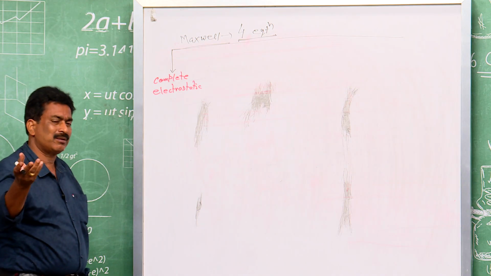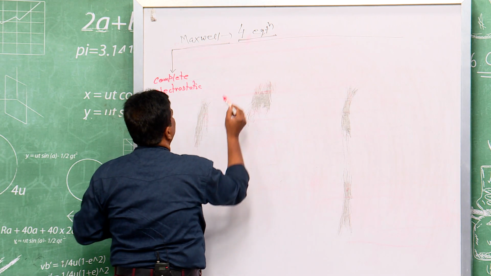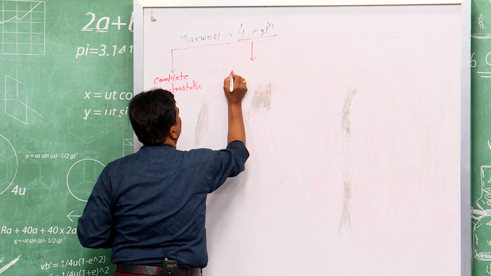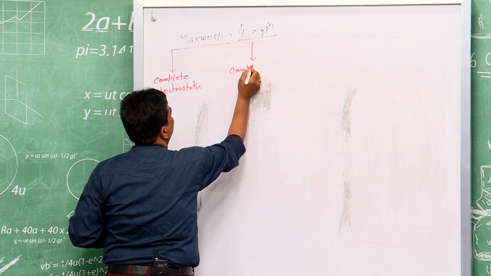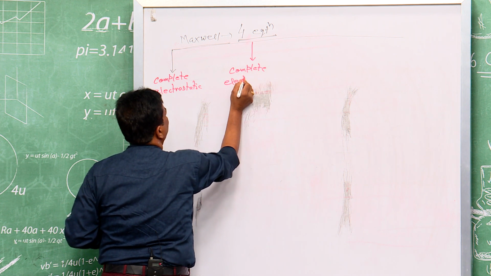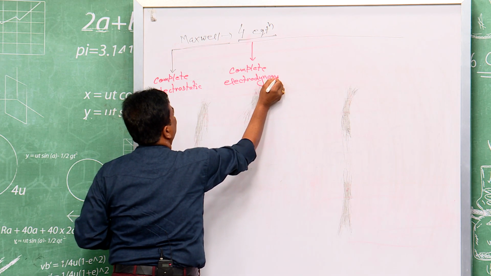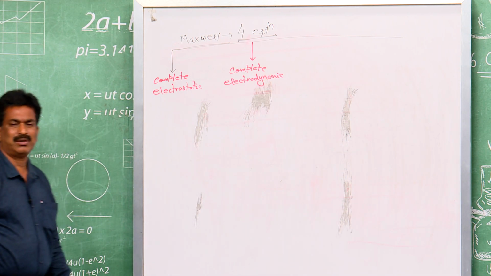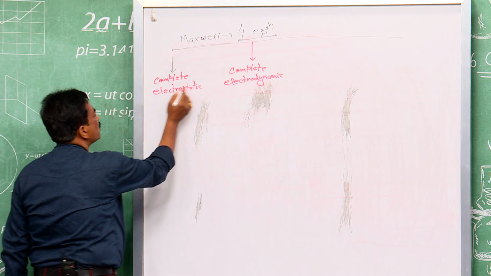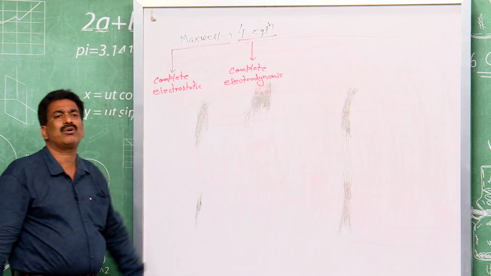Then we will discuss what the branches of physics are. One is complete electrostatics, the second one is complete electrodynamics. So, let me explain. What is the meaning of electrostatic? What is the meaning of electrodynamic?